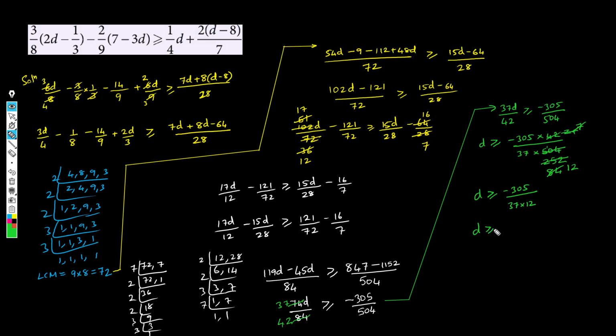Therefore, my final answer would be minus 305 divided by 12 7s are 84, 4, 8 carry, 12 3s are 36 plus 8, 44. D greater than or equal to minus 305 by 444 would be my final answer. In decimal, it would be approximately D greater than or equal to 0.68 with a negative sign, negative 0.68 approximately.